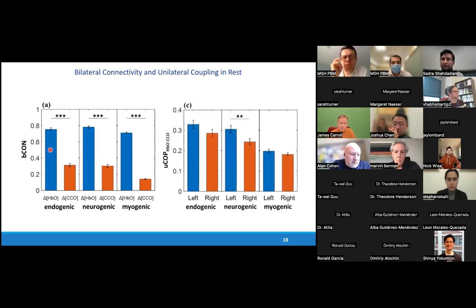Also, we have the unilateral coupling of HPO and CCO. For this coupling between HPO and CCO, we don't see many significant changes between left versus right. However, in the neurogenic band, we have higher values for the coupling between HPO and CCO, which actually shows the demand and supply coupling, or how balanced the demand and supply for oxygen is. We see relatively higher values of this coupling on the left side.